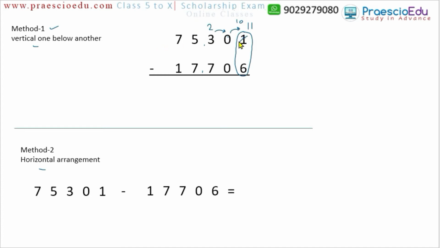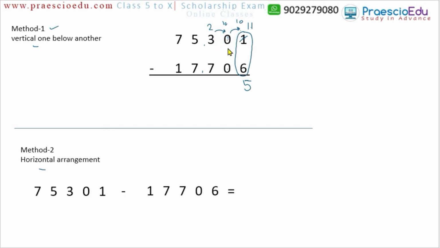Now we will come to here. 11 minus 6 comes to 5. Now here is the 0, but 0 minus 0 cannot happen like that, because we already took 10 from here to there. So instead of this, we have already taken 10 from here.